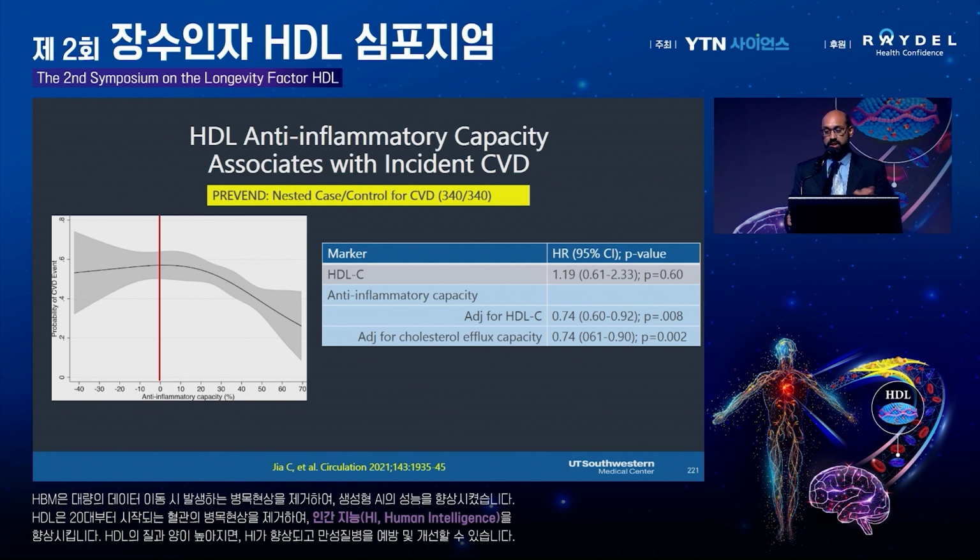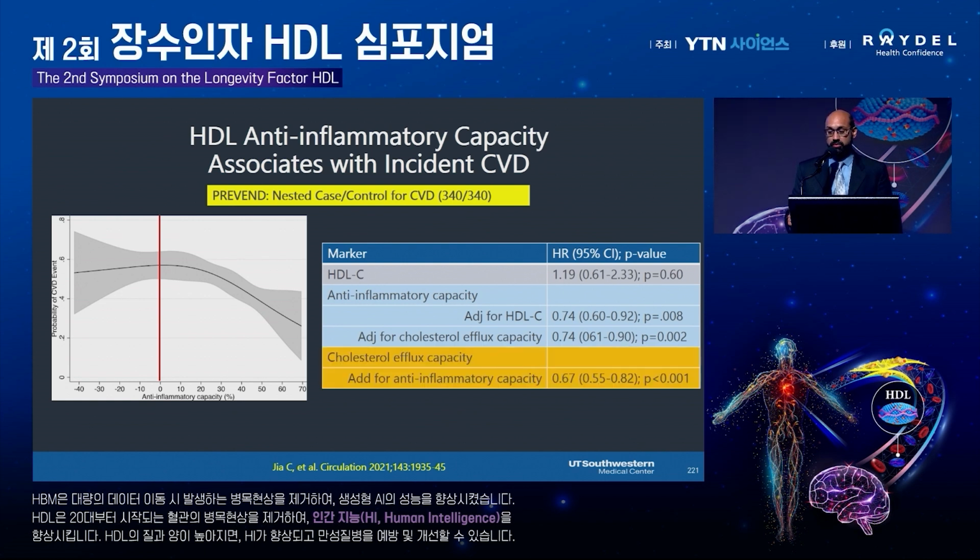And even when you adjusted for efflux capacity, you could see that this function had its own independent ability to predict risk. And simultaneously, efflux, which was done in the same study, was also able to predict risk independent of the anti-inflammatory function. So these two functions have complementary risk predictive abilities; they were giving different pieces of information on predicting risk.